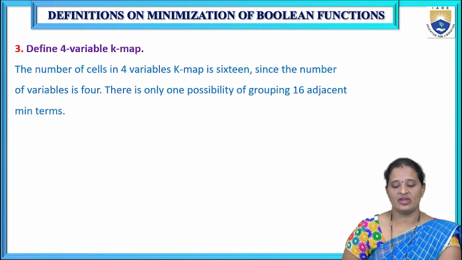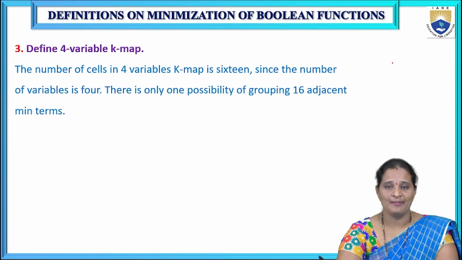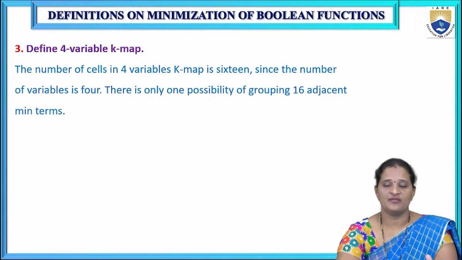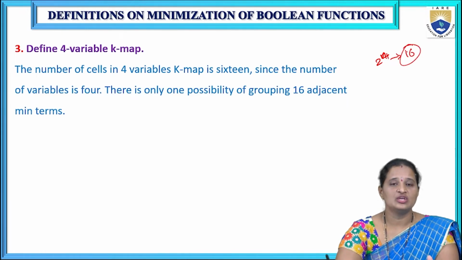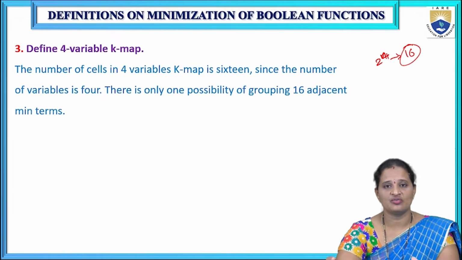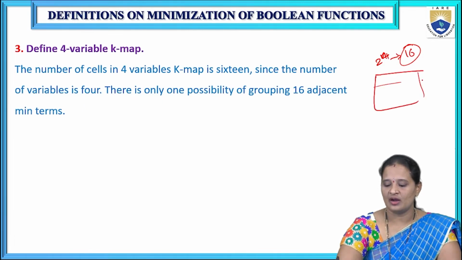Now let us see the 4-variable K-map. A 4-variable K-map is a K-map which is used to simplify a 4-variable Boolean function. As a 4-variable Boolean function will have 16 possible combinations for input, the 4-variable K-map will consist of 16 cells, each of which is used to represent any one of the input combinations of 4 input variables. It will be better if we give the K-map structure also for this one.